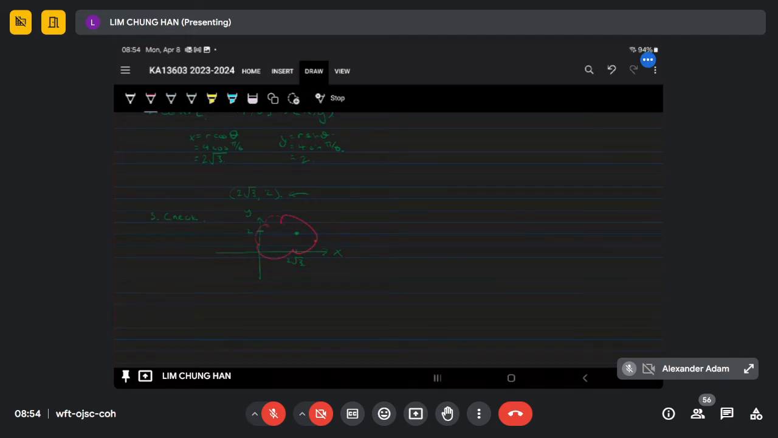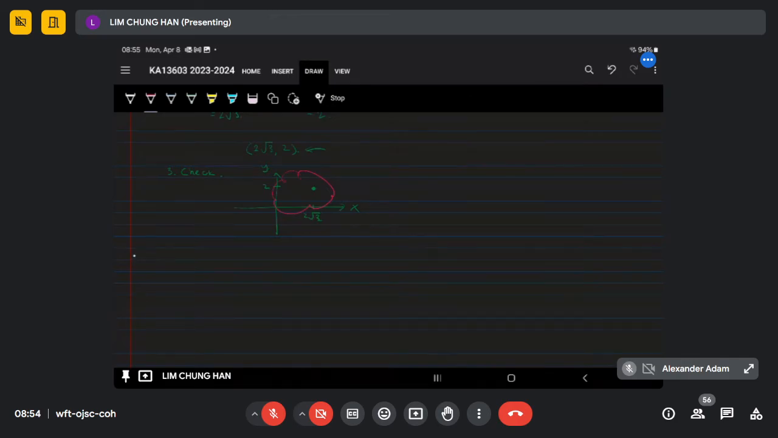Now I want you to try this one. -2, pi/4. Okay, convert to Cartesian. So this one is polar because there's a pi in there. Okay, so straight away you know it's polar. So therefore convert to Cartesian coordinate. Okay.